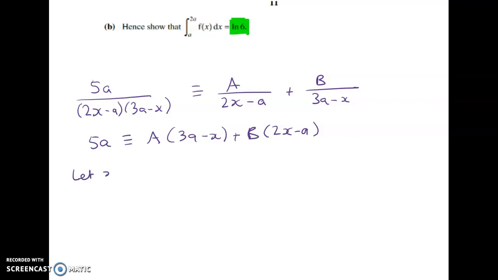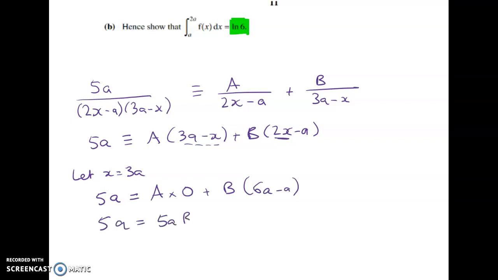So we'll start with let x equal 3a, because that's going to be nice and easy in here. We've got 5a on the left-hand side is equal to big A times 0 plus big B times (2x, which will be 6a, minus a). So 5a is equal to 5a times B. Oh, and we know that a is a positive number. And so B must equal 1. So that was pretty good.